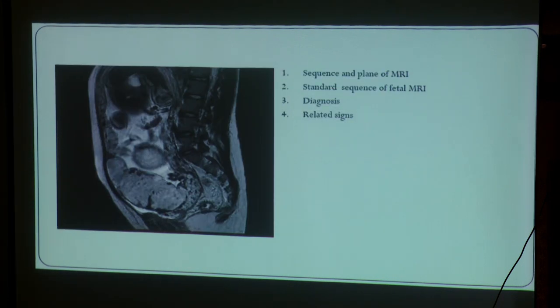Now we have an image of fetal MRI. What is the sequence and plane of MRI? What is the standard sequence for fetal MRI? This is sagittal T2. The standard sequence is single shot fast spin echo because that will reduce the fetal and maternal motion artifacts. Here we are focusing on the placenta.